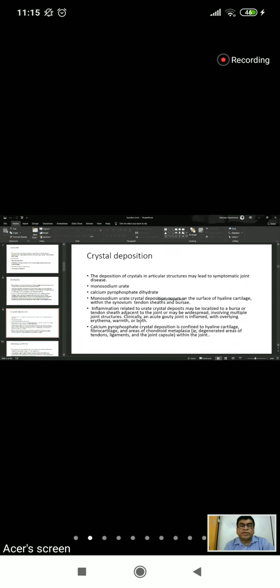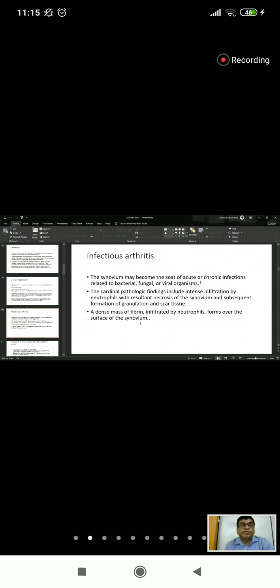Arthritis, where the deposition of crystals in articular structures may lead to symptomatic disease. As you know, there are monosodium urate and calcium pyrophosphate crystals, which cause crystal deposition arthropathies, which we will discuss more as the lecture goes on. Then you have infectious arthropathies, where the synovium may become the seat of acute or chronic infection related to bacterial, fungal, or viral organisms.